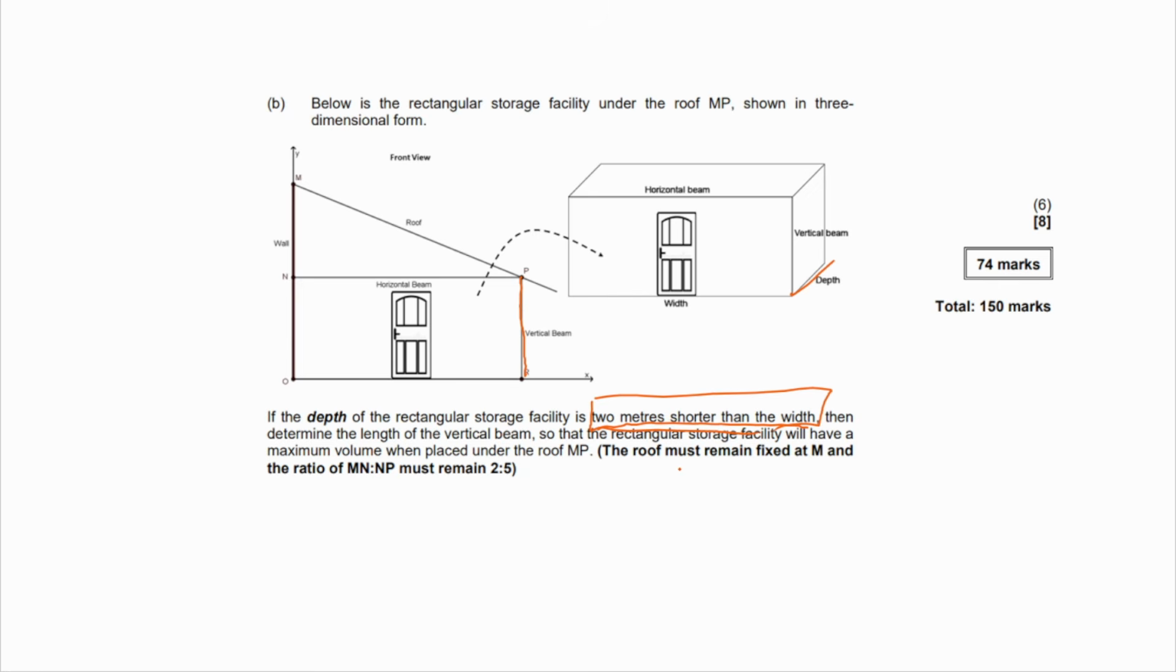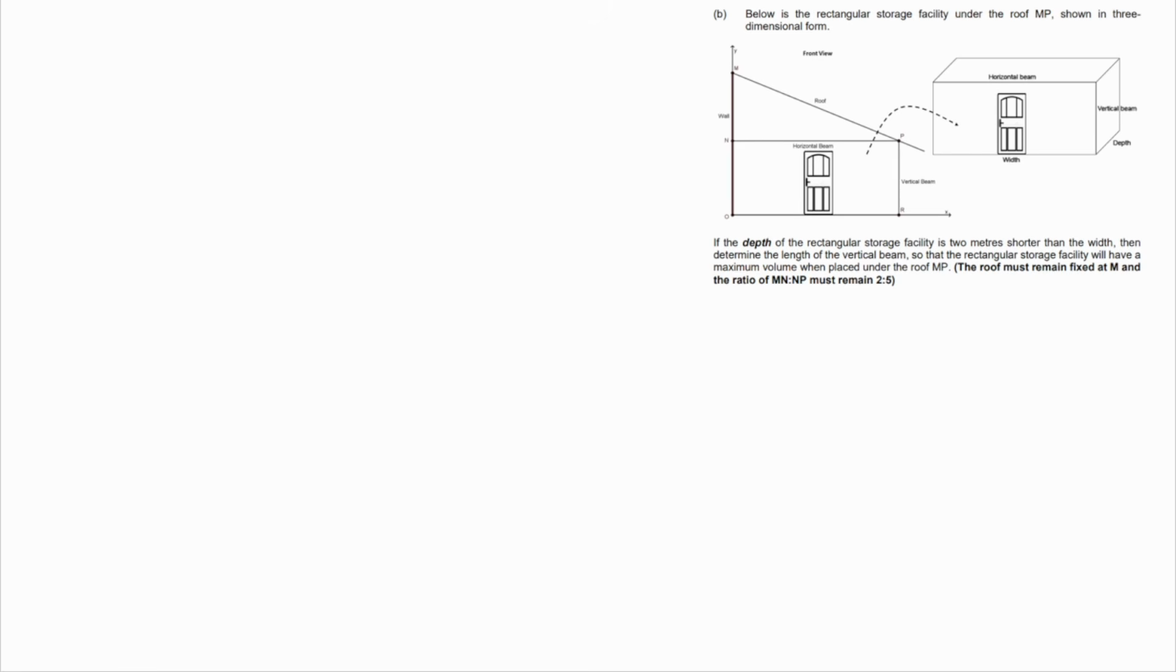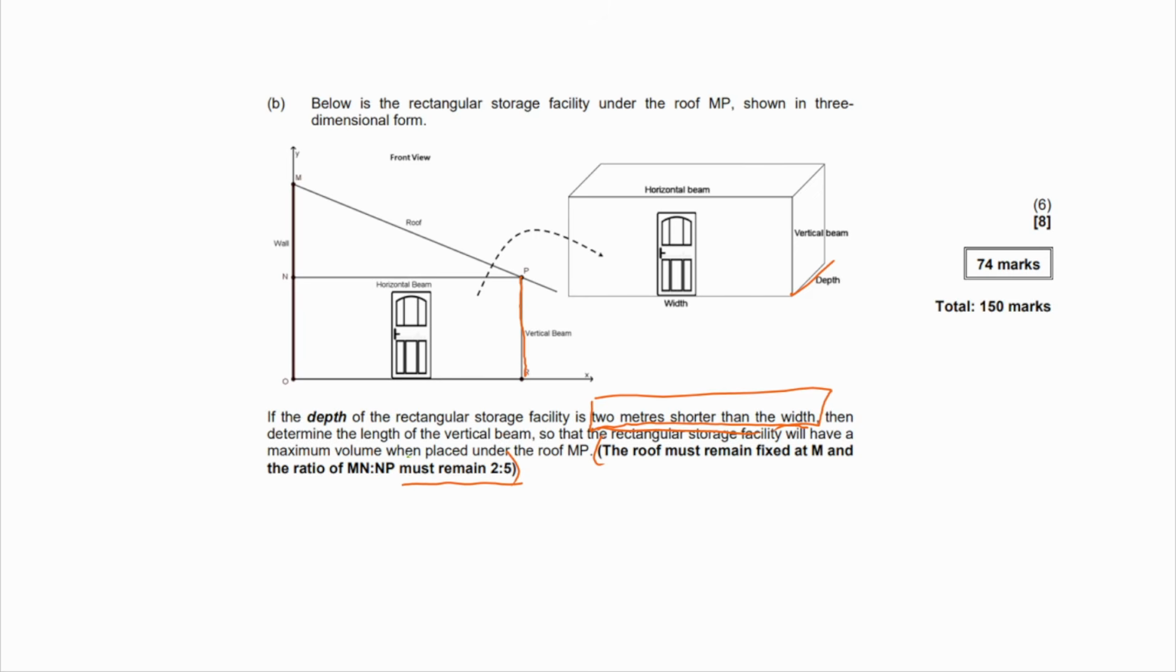Okay. And they say the roof must remain fixed at M and the ratio of MN to NP must remain 2 over 5. What 2 is to 5. Okay, this is in bold. Very important. So let's do some things. Let's sort out this important thing over here, and this important thing over here.